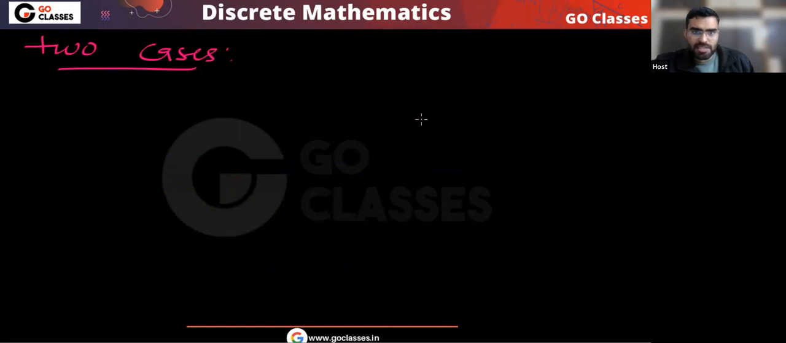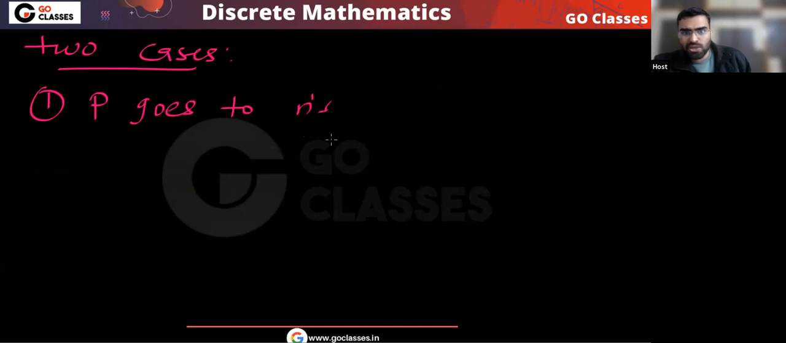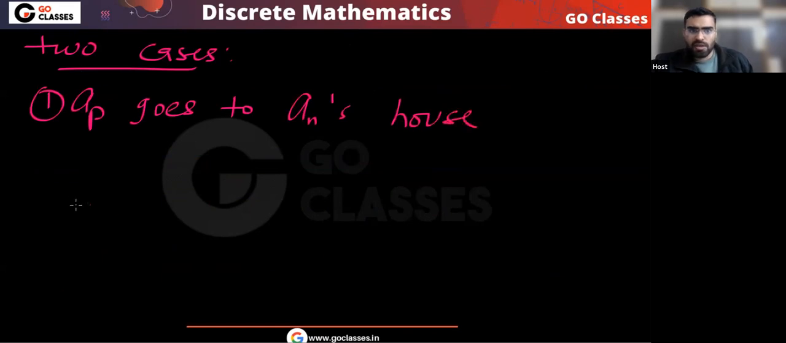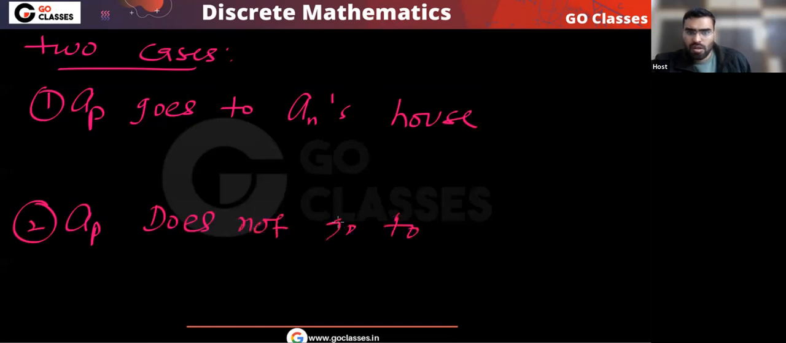Yes, so basically, of course, P has to go to someone's house. Now there are two cases actually. Case one, P goes to N's house. Yes or no? See, N is going to P's house, so P goes to N's house. Either this is possible. What is another case possible? Tell me. AP does not go to AN's house. Yes or no? Either this is possible.